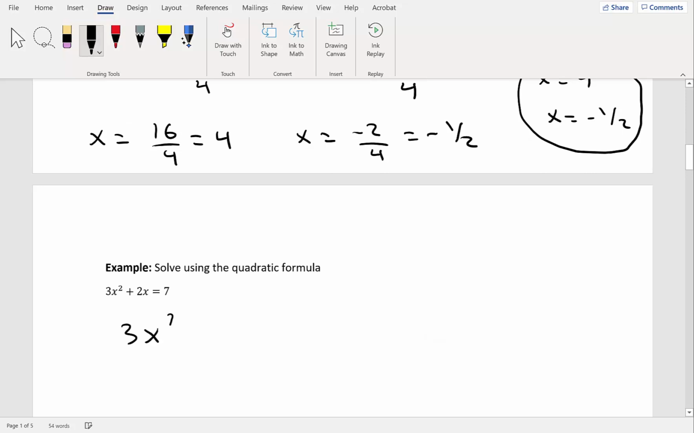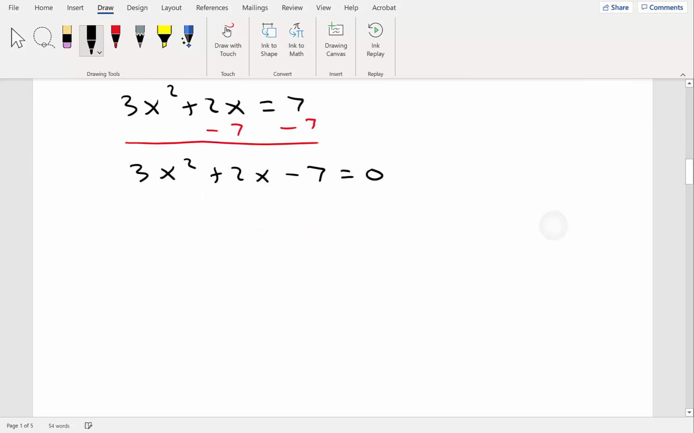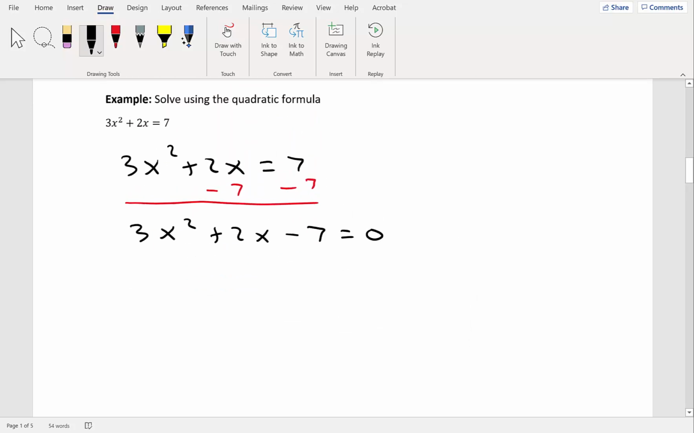So we have 3x squared plus 2x is equal to 7. So first, let's get one side to be 0. So subtract 7 from both sides. I get 3x squared plus 2x minus 7 is equal to 0. So I have it in standard form. I have my equation in standard form. I have one side equal to 0. Now let's plug it into our formula.